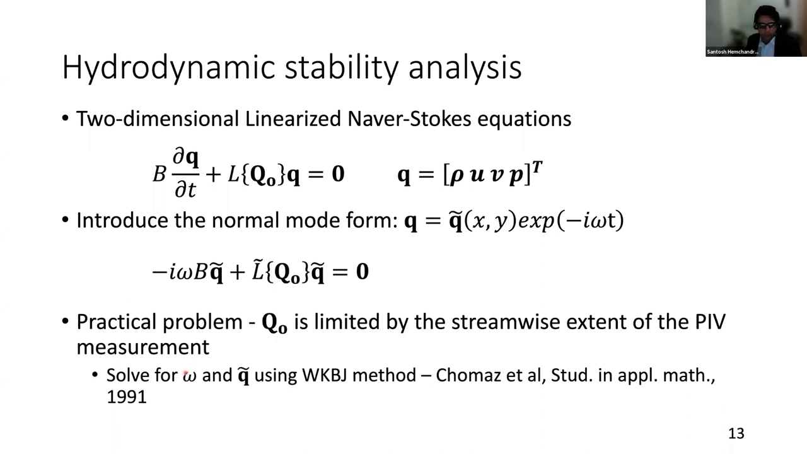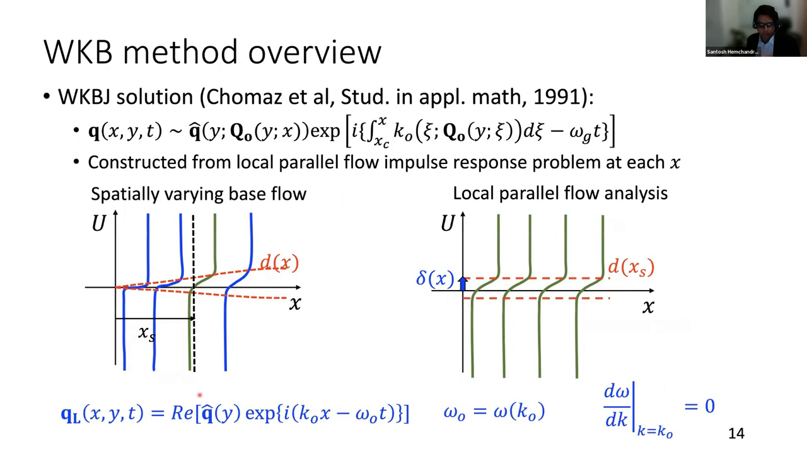So we have to resort to a method that was developed using WKB expansions applied to this equation, and this is a classic paper by Jean-Marc Chomaz in Studies in Applied Math, 1991. So the way this goes is the solution for the oscillation has this form. You have a function q hat, which depends on the base flow at a given streamwise location, times this envelope, where you have this function in here, K naught, which is a spatially varying wave number, minus omega g, which is then the complex oscillation frequency of the hydrodynamic oscillation.